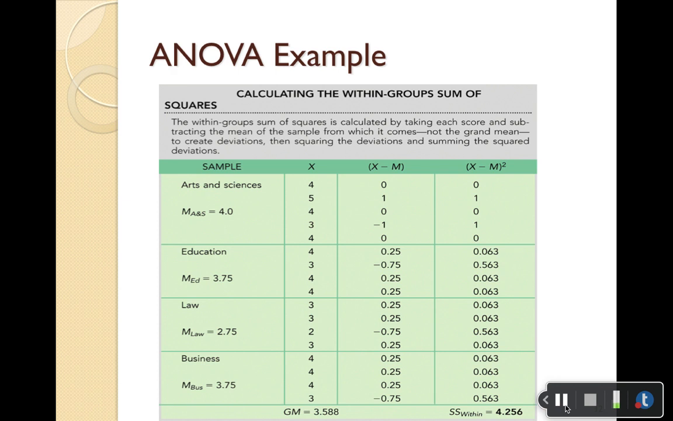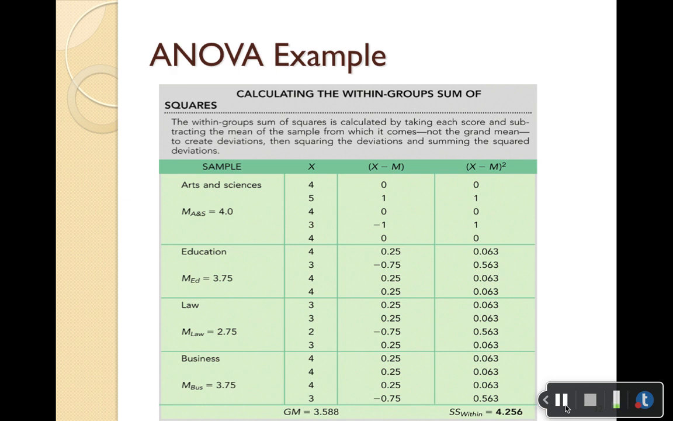The second one on here is calculating the within group sums of squares. So this one's a little bit different. In this case, we're taking each score and subtracting the mean of the sample or the group, not the grand mean, the group mean from every single person. And then we do the exact same process. We're going to square it and then sum all of those squared deviations. So you can see for arts and sciences, we had a group mean of 4.0.